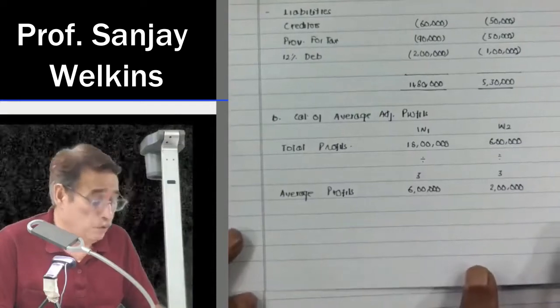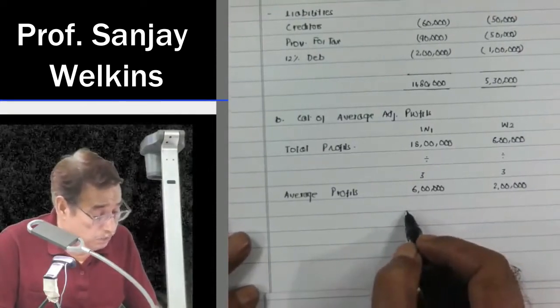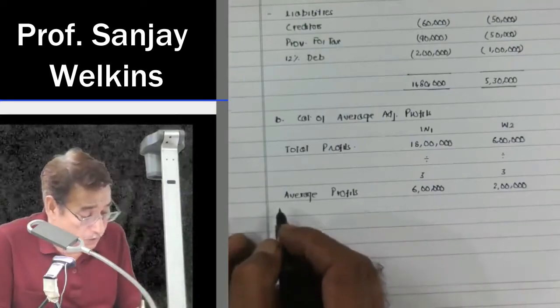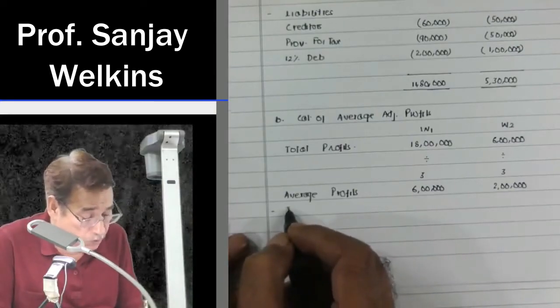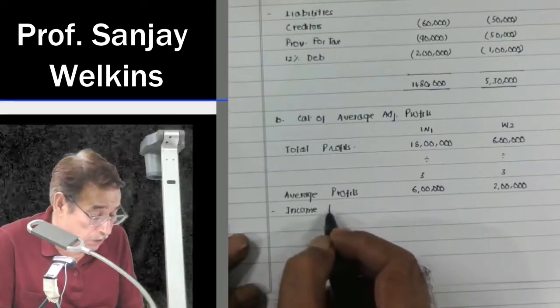Once we have computed the average profits, now in this case I will have to subtract income from investment.